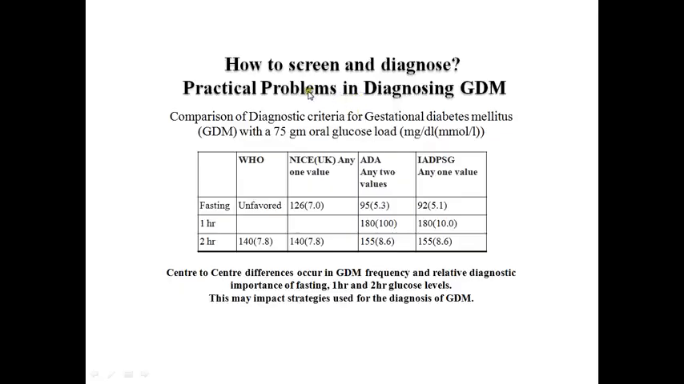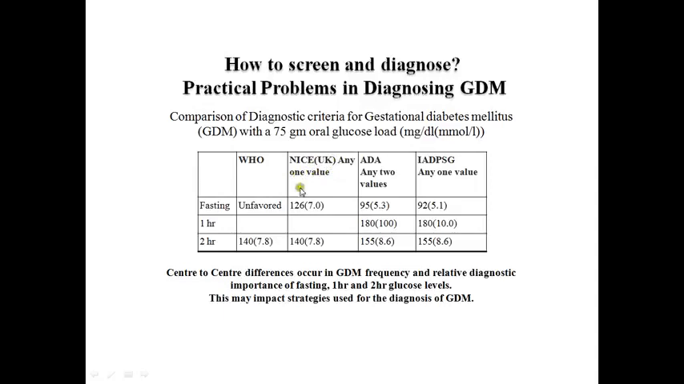How to screen and diagnose? It's a practical problem in diagnosing GDM. Comparison of diagnostic criteria of GDM with a 75 g load. Several organizations have proposed several different criteria, and that's why it is a practical problem in diagnosing GDM. The WHO does not go for fasting levels. They just take a 2 hour value of more than 140 to consider a patient. If you go for WHO, you just need 2 hour levels.